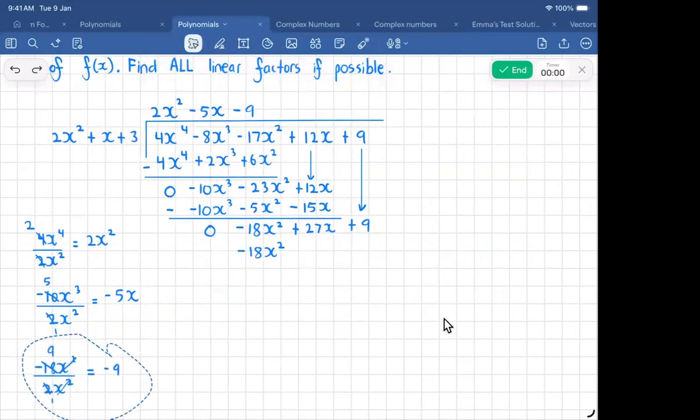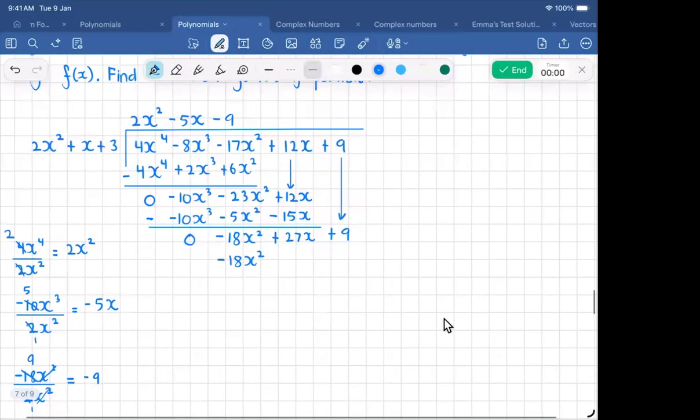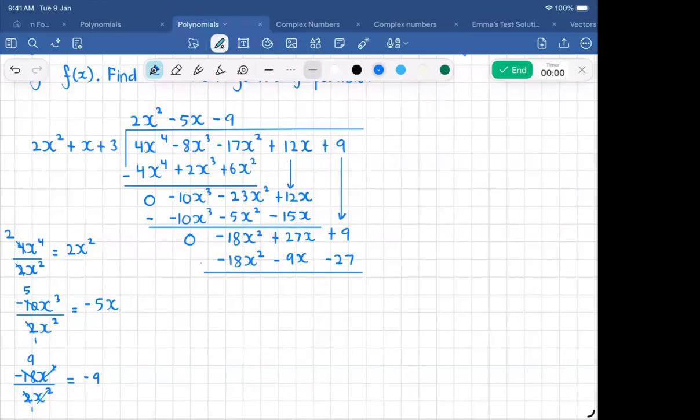This just wouldn't be a factor of it. Let me continue. So Serena, I guess the problem you had was it wasn't getting anything to cancel off. Yeah, that was an error on my part. It was supposed to be minus 3 for it to work out. So you're going to get minus 9x minus 27.